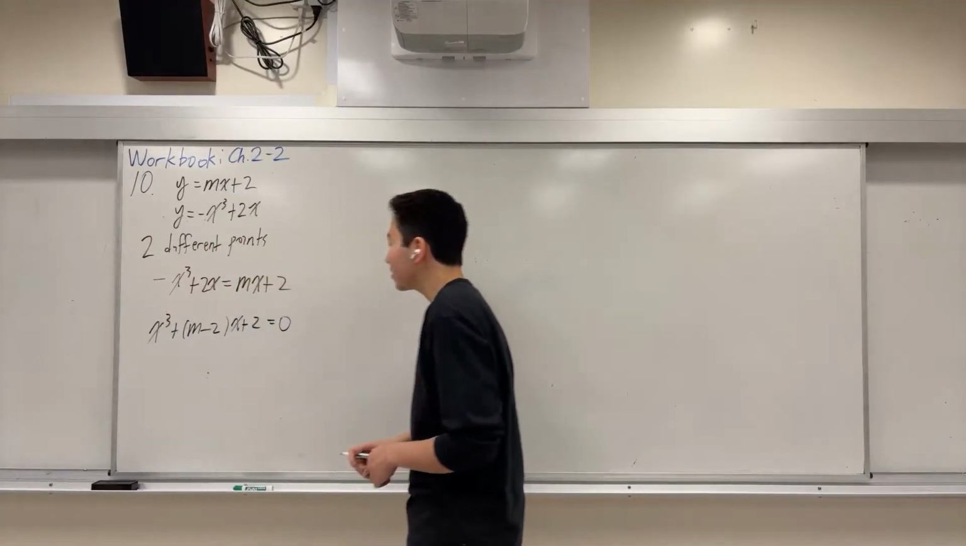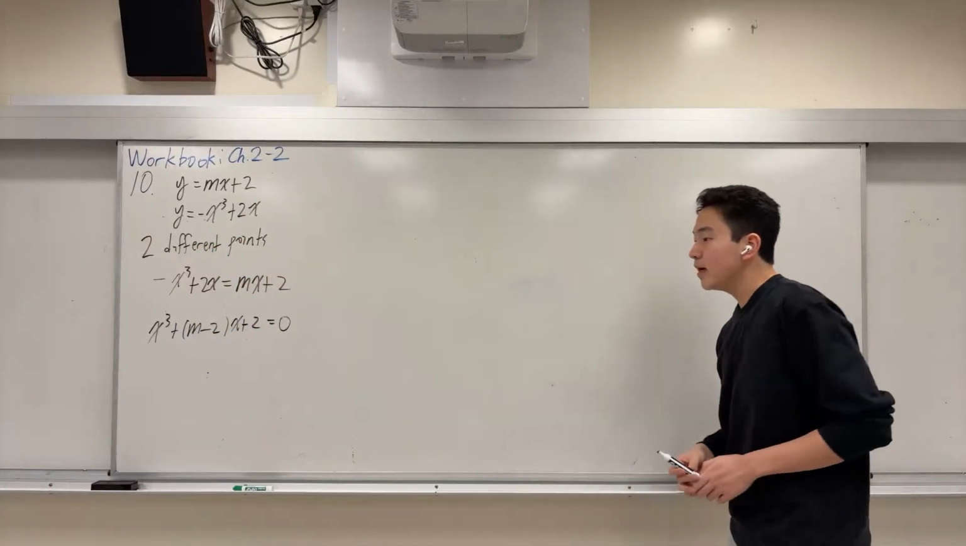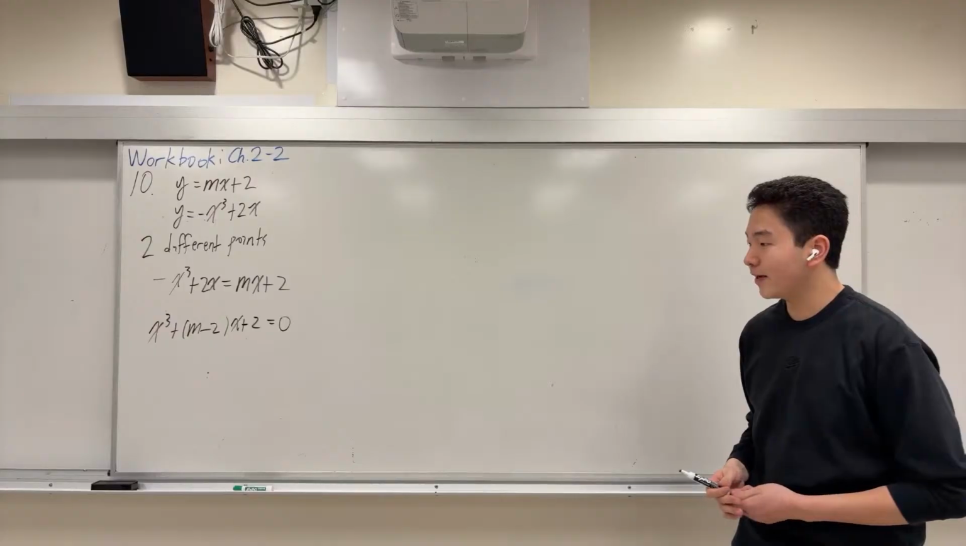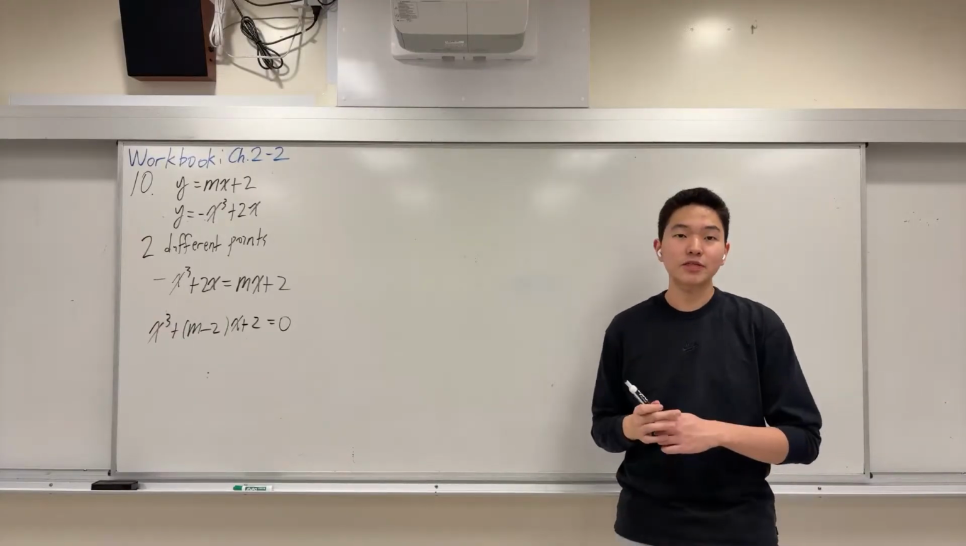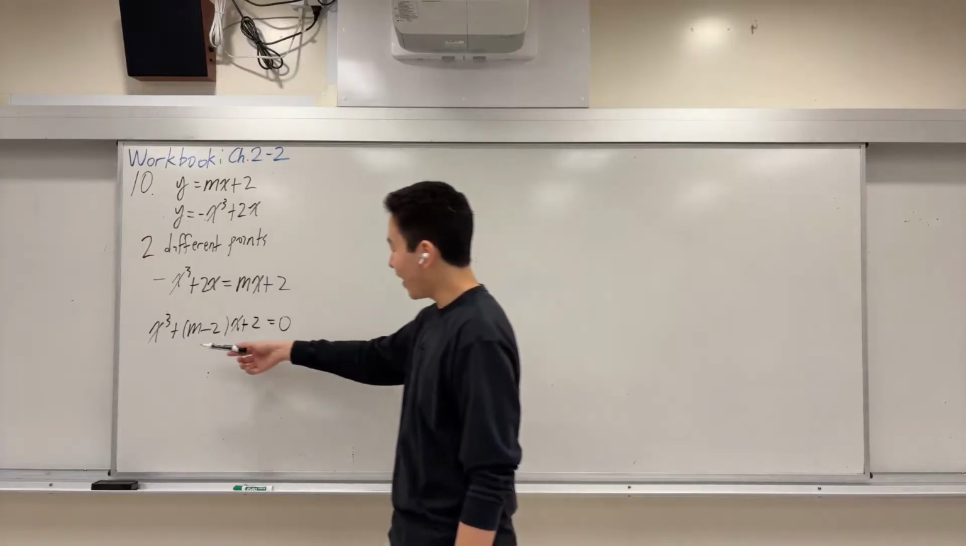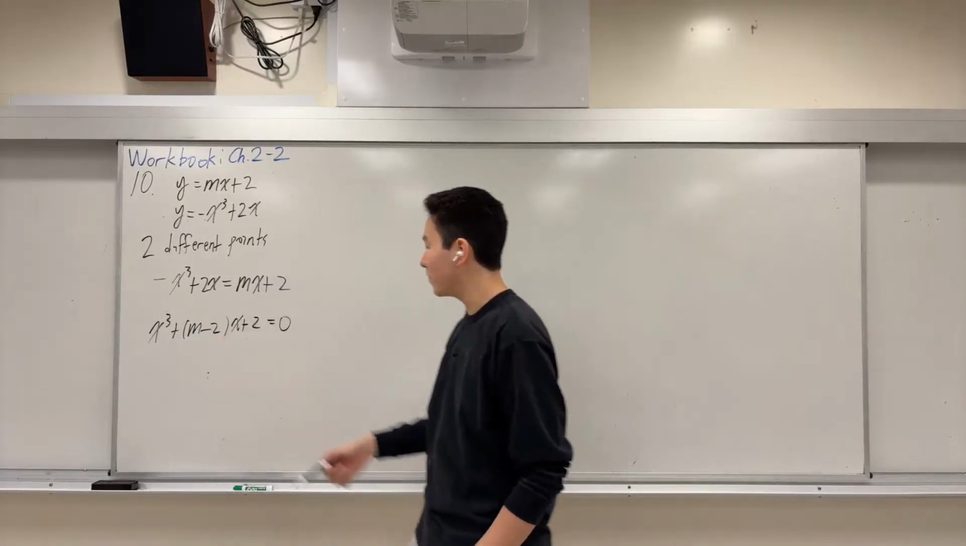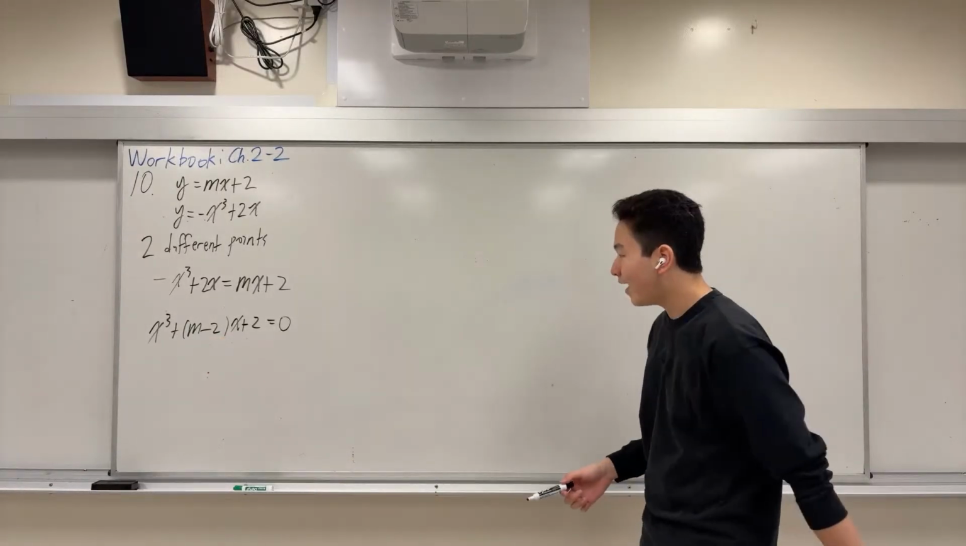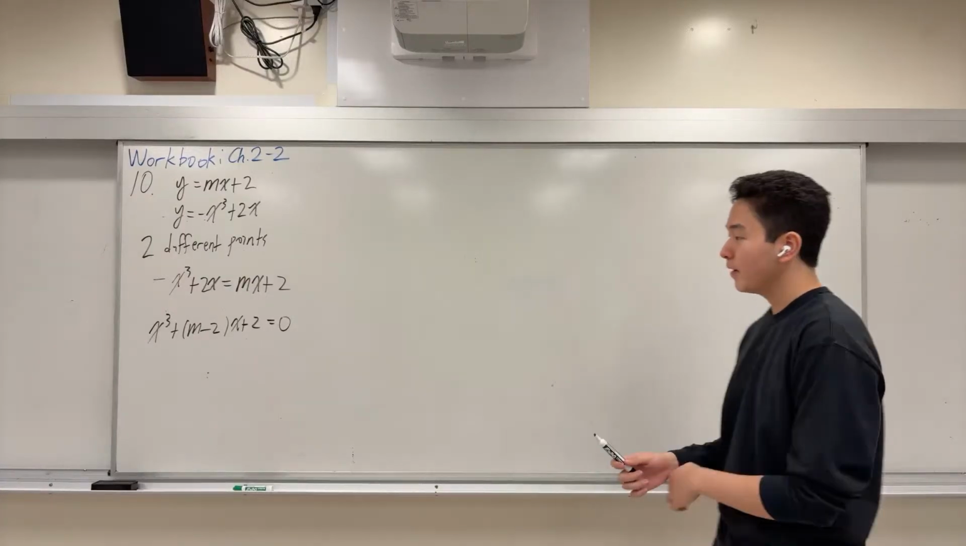And as you can see, it's a cubic equation. We learned how to solve cubic equations by factoring last time. We used a method called synthetic division. But in this case, you can see that this m minus 2 makes it pretty hard to determine a certain value of x that we can try.